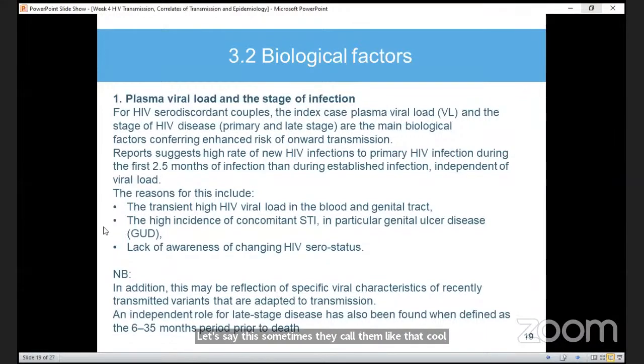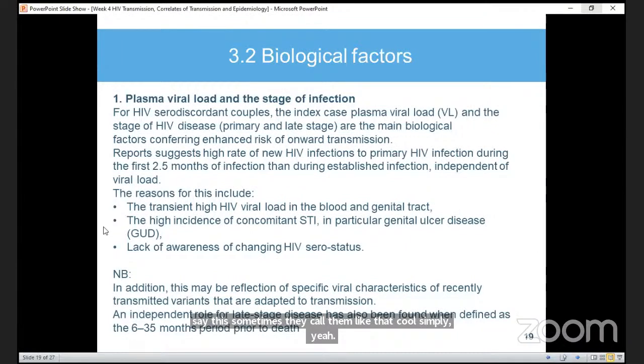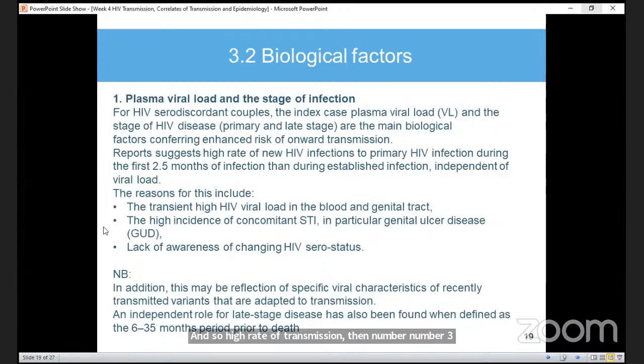And of course, this one is normally with STIs, and so there is a high rate of transmission. Then number three is lack of awareness of the changing HIV serostatus.